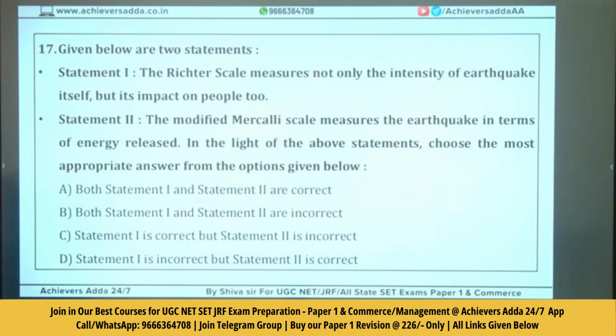Richter scale measures not only the intensity of the earthquake itself, but its impact on the people too.